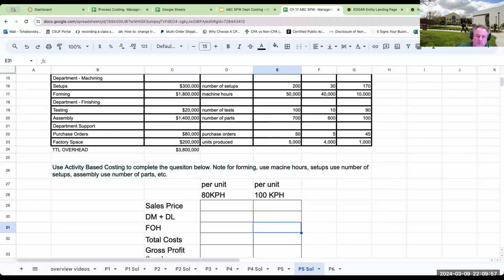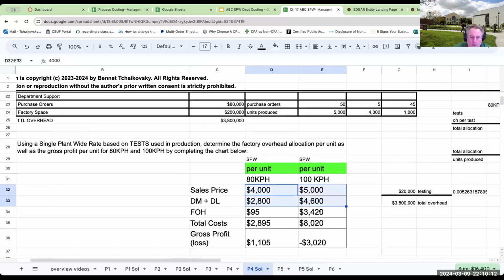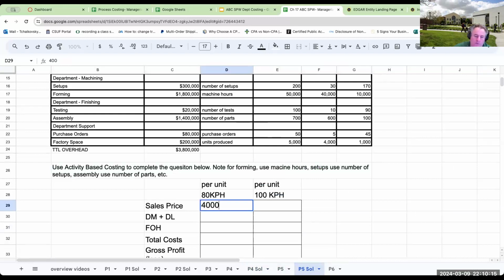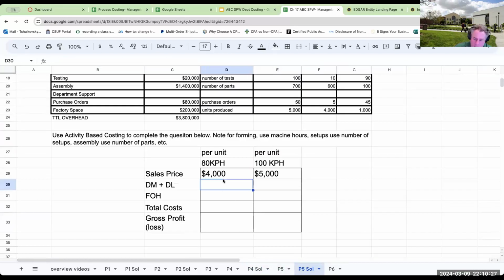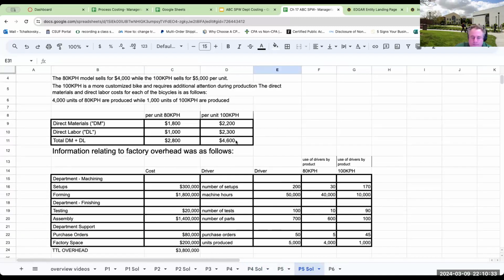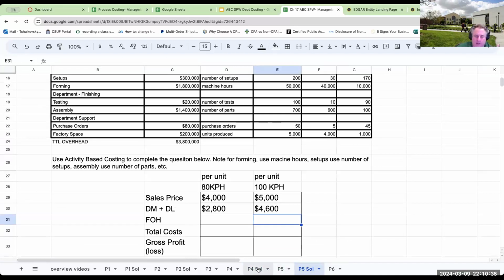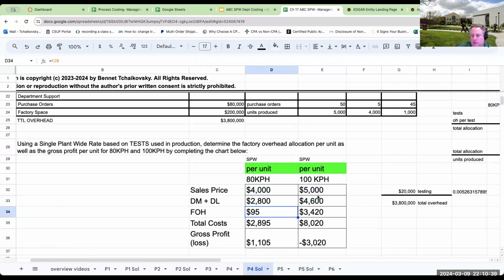Now, when it comes to this question, the sales price under both single plant-wide and activity-based costing is the same: 4,000 per unit for one and 5,000 per unit for the other. And then the direct materials and direct labor were 2,800 for one, and over here 4,600 for the other. So these are exactly the same as single plant-wide.